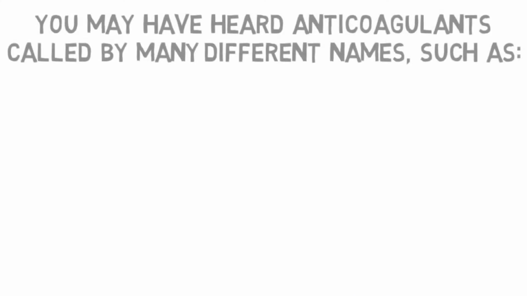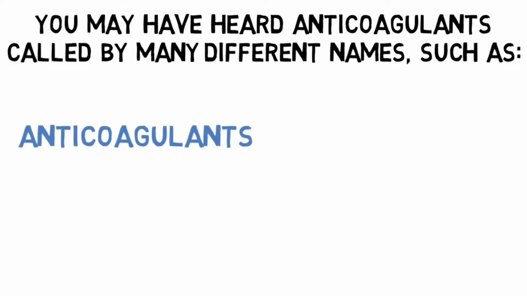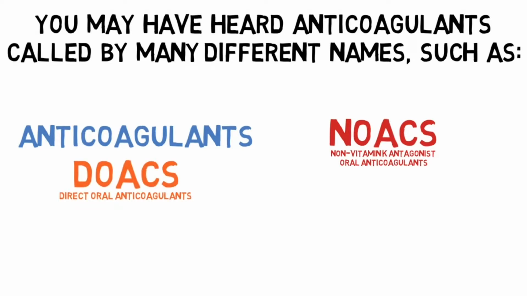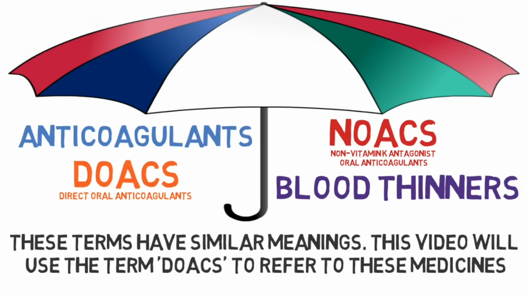You may have heard anticoagulants called by many different names, such as anticoagulants, NOACs, which stands for non-vitamin K antagonist oral anticoagulants, DOACs, or direct oral anticoagulants, or simply blood thinners. These terms have similar meanings. In this video, we will use the term DOACs to refer to these medicines.